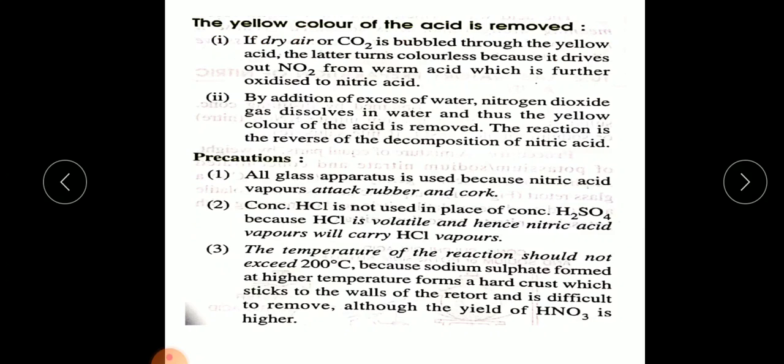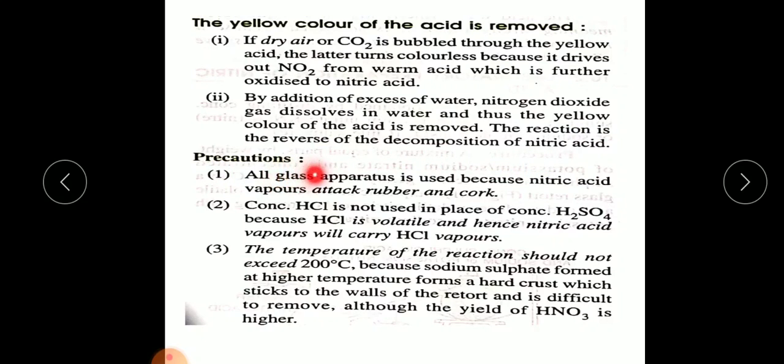So that yellow color can be removed if dry air or carbon dioxide is bubbled through the yellow acid; it later turns colorless because it drives out nitrogen dioxide from the warm acid, which is further oxidized to nitric acid. Next, we can also remove it by addition of excess water. Nitrogen dioxide gas dissolves in water and thus the yellow color of the acid is removed. The reaction is the reverse of the decomposition of nitric acid.